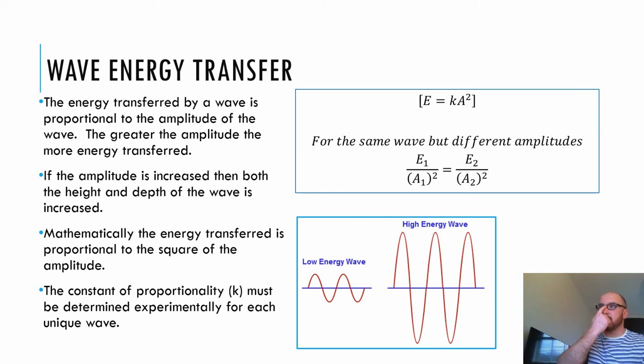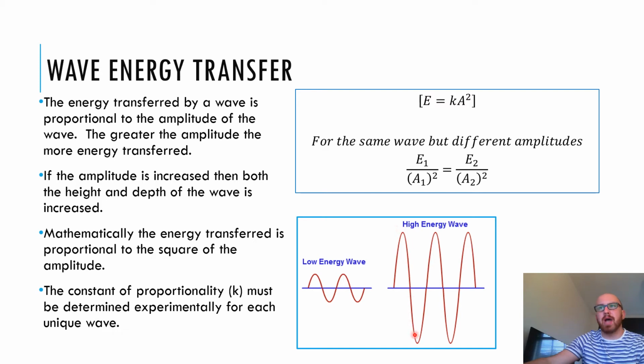Next part is to look at wave energy transfer. The energy transfer by a wave is proportional to the amplitude of the wave. The greater the amplitude, the more energy transfer. This is still on page 76 of the textbook. As the amplitude is increased, both the height and the depth of the wave are increased. So here's a normal wave. If you increase its amplitude, it doesn't just increase up the way, it increases down the way as well.